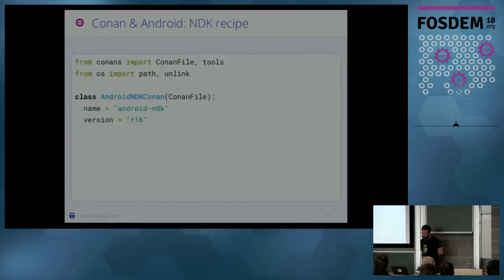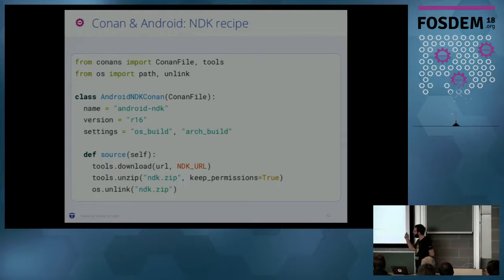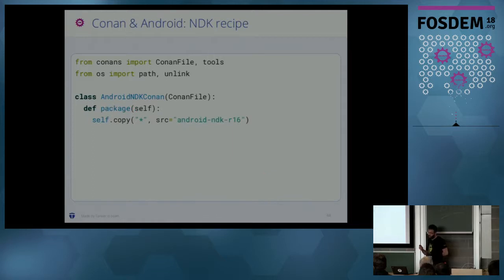So the NDK recipe, like before, same conanfile start. And then the settings, we only need os_build and arch_build, because we will fetch the precompiled binary archive for Linux x64. Then this package method, I didn't use it in the previous slide because CMake install already did the job, but here there's no CMake, and all we want to do is copy everything from the Android NDK uncompressed archive to our package folder.